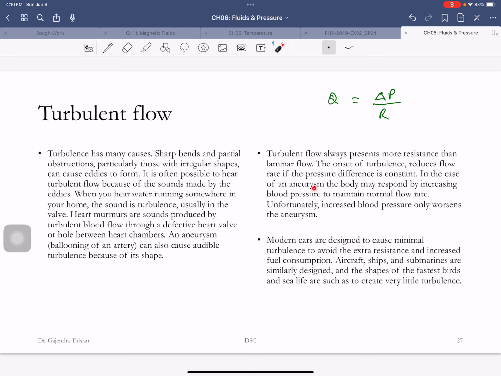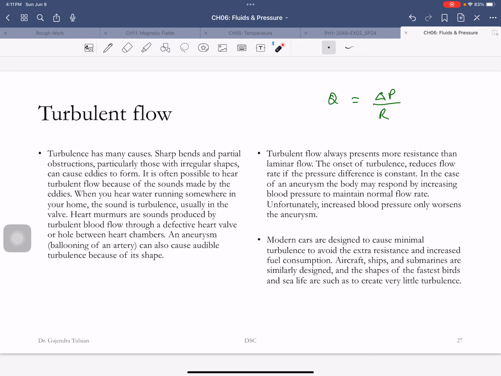In the case of an aneurysm, if the body wants to maintain the same flow rate, it tries to increase the pressure. And in the case of an aneurysm, the body may respond by increasing blood pressure to maintain normal flow rate. Unfortunately, increased blood pressure only worsens the aneurysm. So in an aneurysm, because turbulence sets in, resistance increases, and when the body tries to maintain the flow rate by increasing the pressure, the aneurysm might burst.